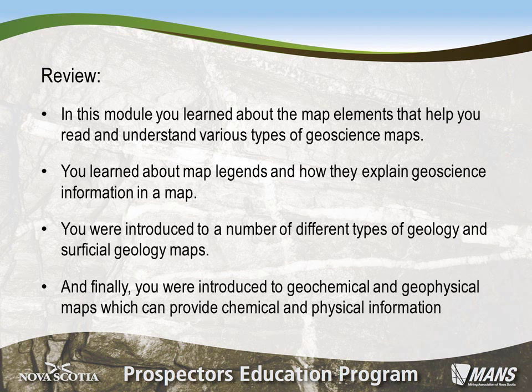In this module, you learned about the map elements that help you read and understand various types of geoscience maps. You learned about map legends and how they explain geoscience information in a map. You were introduced to a number of different types of geology and surficial geology maps. And finally, you were introduced to geochemical and geophysical maps, which can provide chemical and physical information. More information on maps can be found in the Resources Links section.